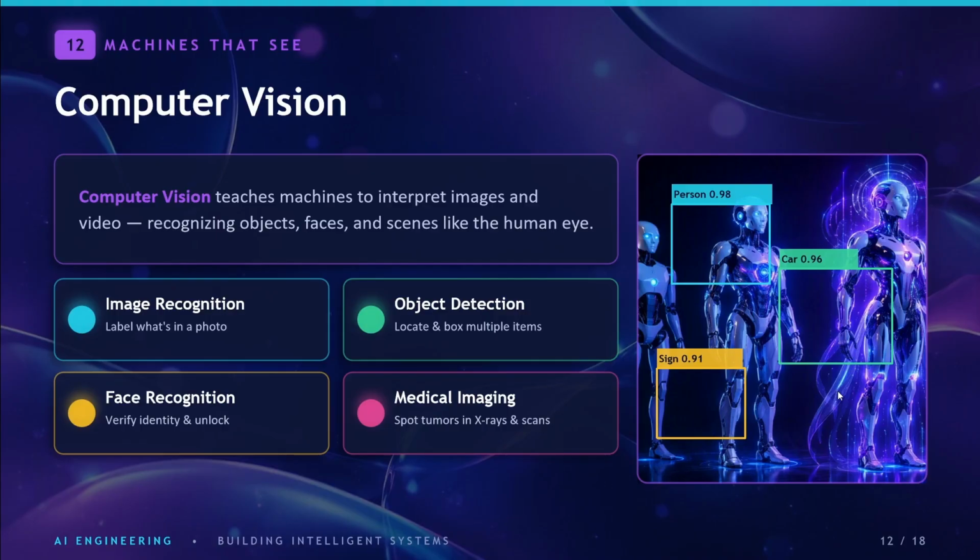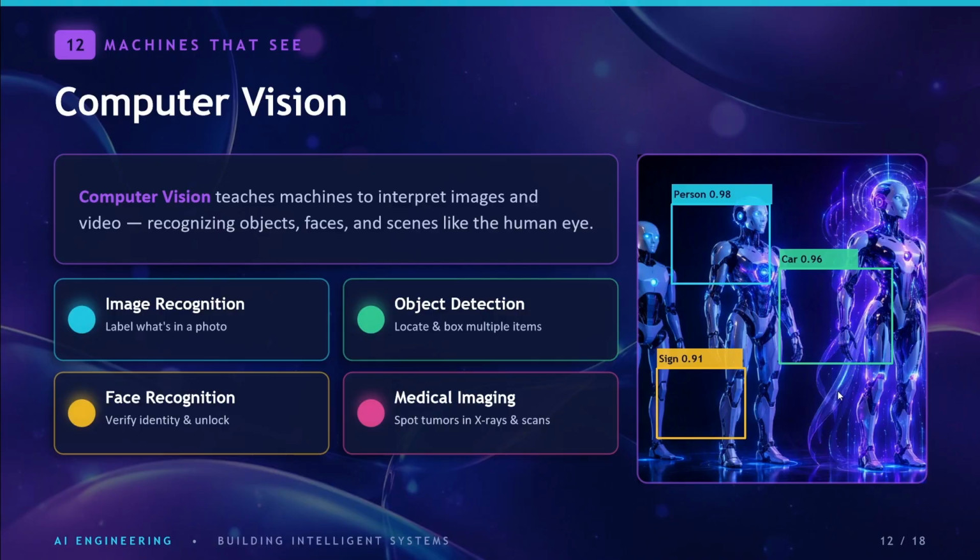The second is object detection, which goes a step further than basic recognition. Instead of just labeling the entire image, it locates and draws boxes around multiple individual items within that image. You can see this illustrated on the slide, where a person, a car, and a sign are each detected separately with a confidence score, like person 0.98, meaning the model is 98% confident that object is a person.